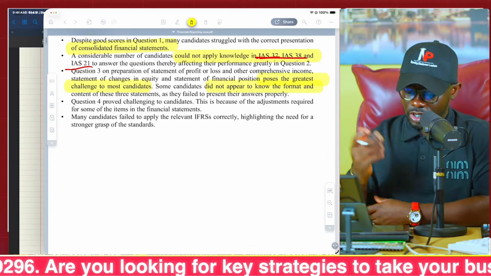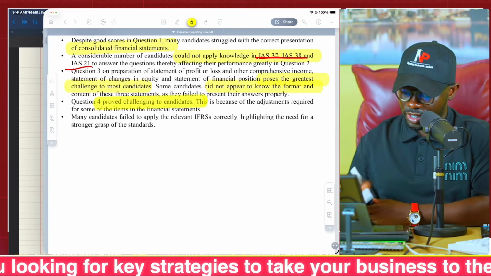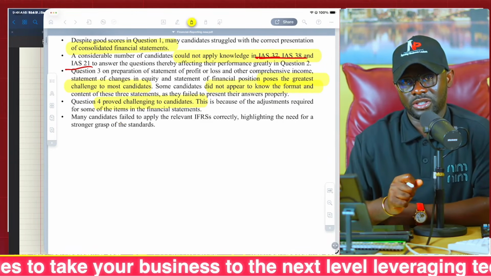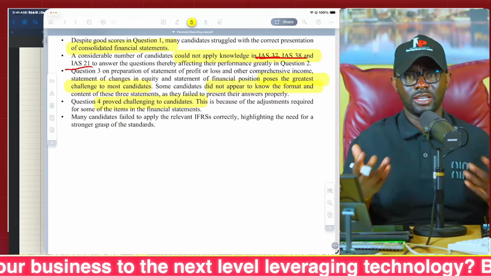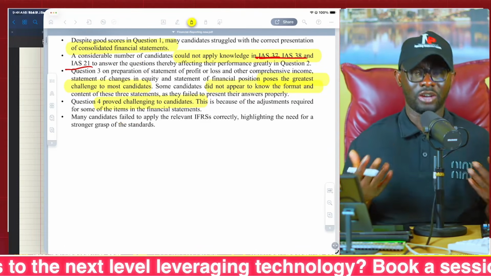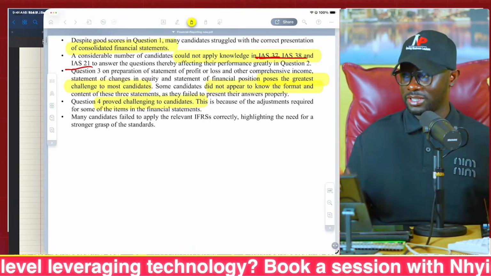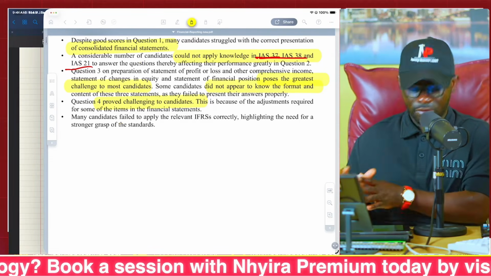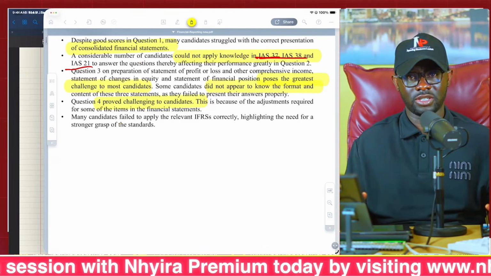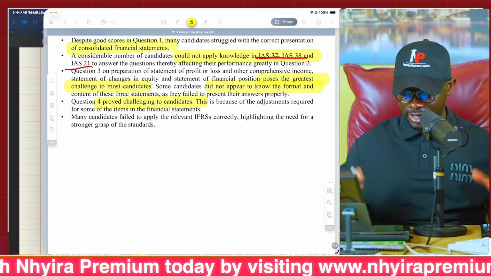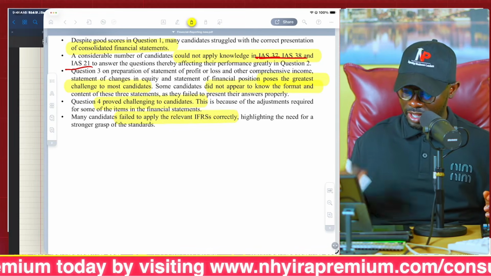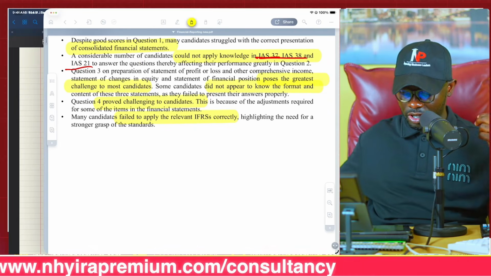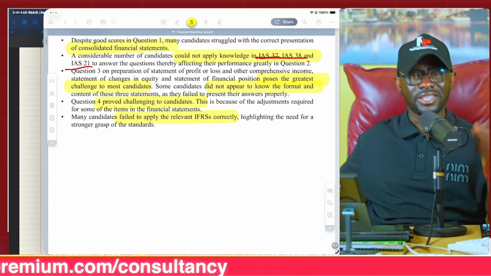And then question 4 proved challenging to candidates. Now, question 4 is about evaluation of financial statements. I mean, again, you cannot go to the corporate financial reporting examination, by extension the corporate reporting examination, without a deeper understanding of evaluation of financial statements. And so these are some of the concerns. Many candidates fail to apply the relevant IFRSs correctly, highlighting the need for a stronger grasp of the standards.